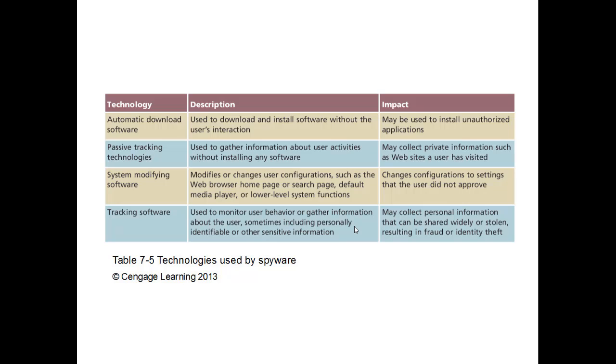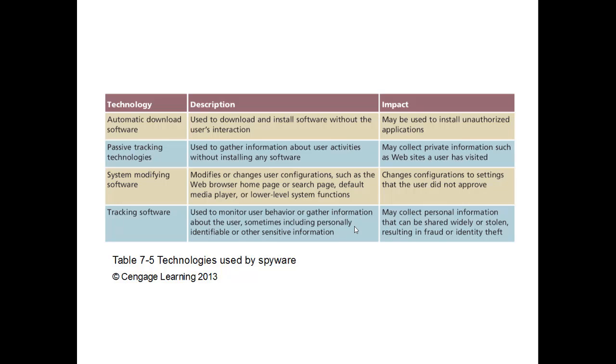Passive tracking technology, used to gather information about the user's activities without installing any software. And this can be used to collect private information, such as websites that person has visited. System modifying software. This will modify user configurations, such as the browser homepage or the main search page that they use. So the impact here is making changes to settings that the user did not authorize.